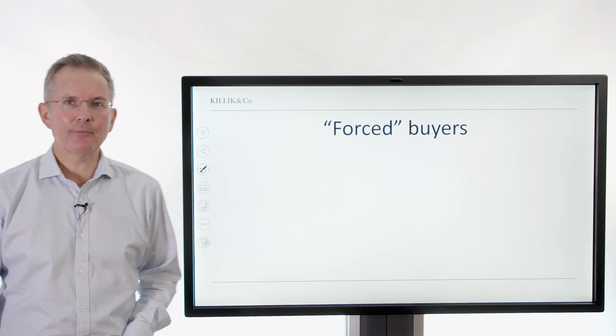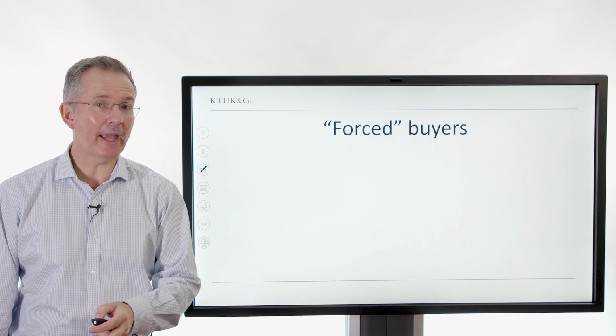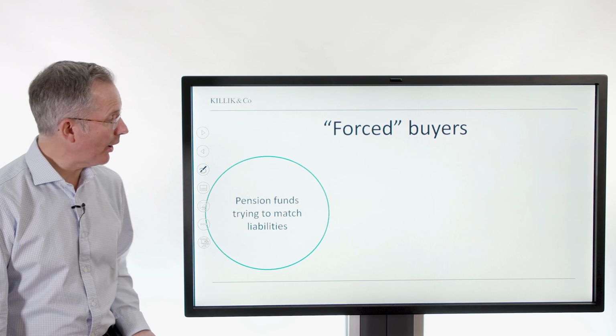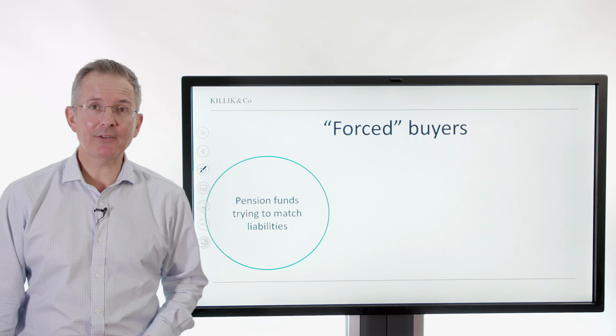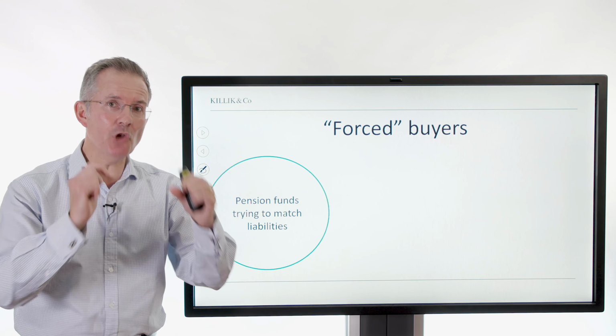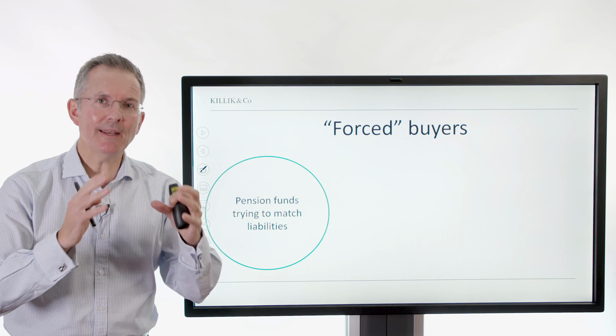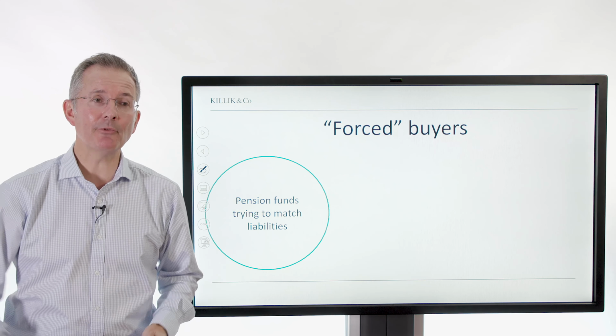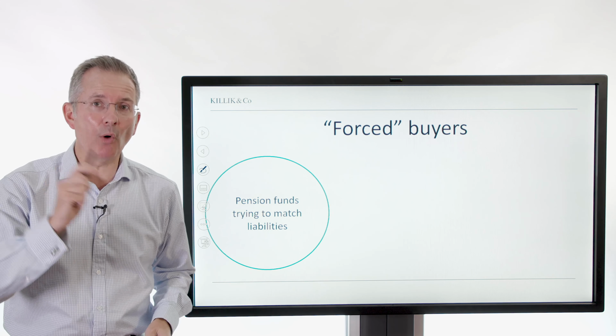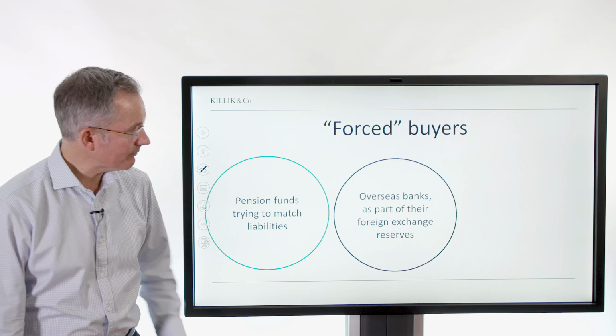Then you've got forced buyers. So less strategic, more like, I don't really have any choice. So pension funds trying to match liabilities. There's only so many ways a pension fund with a known future liability, commitments to pay people in the future in defined benefit schemes, final salary schemes, can match that. Bonds are one of the biggies.